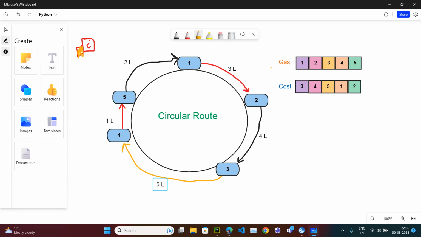So it means if you are on the station I. So if you are here, how many liters of gas does this station have? Our car doesn't have any gas. Let's suppose our car is here. Our car doesn't have any gas, but this station has 1 liter of gas, and from this station to the next station, how many liters of gas are needed? That is 3 liters of gas, right?